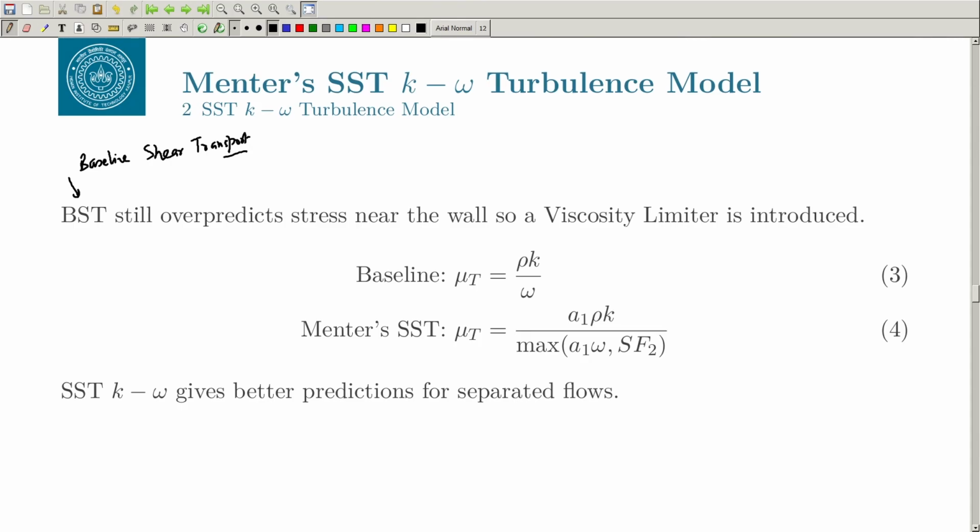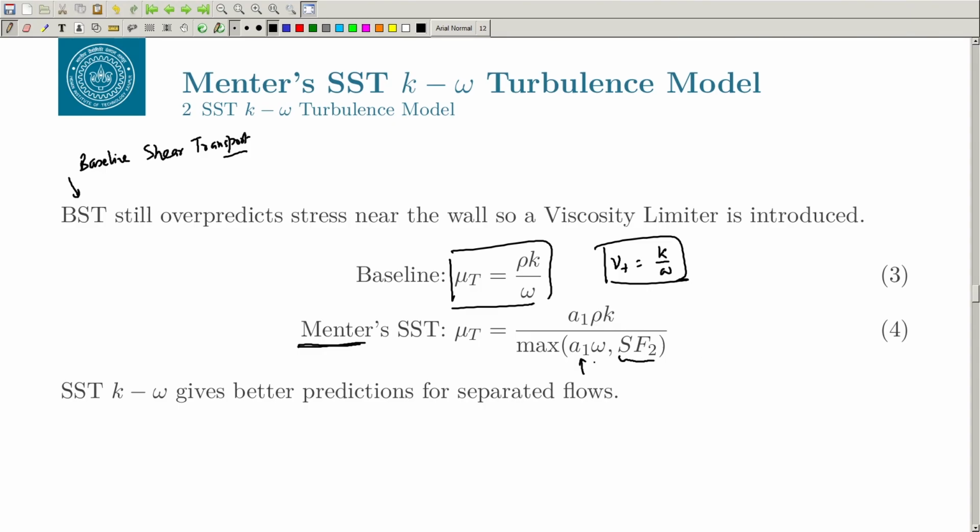Right. So, as we know in the k omega model, nu t is equal to k by omega, right, or mu t is equal to rho k by omega. This is how you will get it from the k omega model. But Mentor is a famous modeler. You will see many models from him. You may go back and read literature about the models that he has proposed, and they are very successful models. So, he proposed later that we need to introduce some kind of viscosity limiter. You can see here there is a value called A1, and then there is another function called SF2.